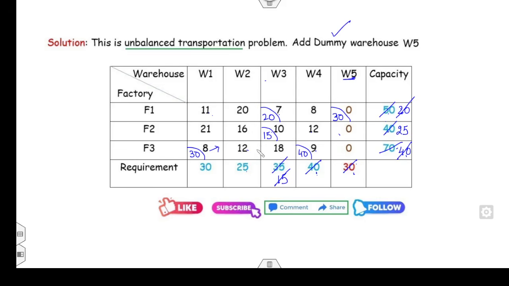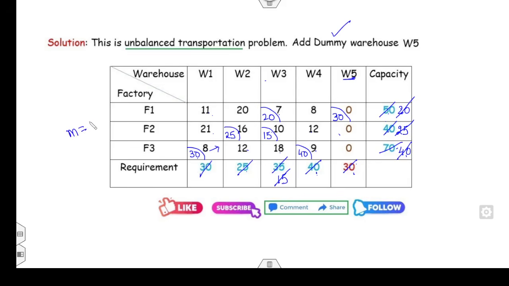The next minimum is 18. For this 18, there is no requirement. Then 21. No, that says 16. 16 is 25 and 25. The allocation is 25. And then this number 30 will be cancelled out. 30 and 40, fine. Now you can see all are over.